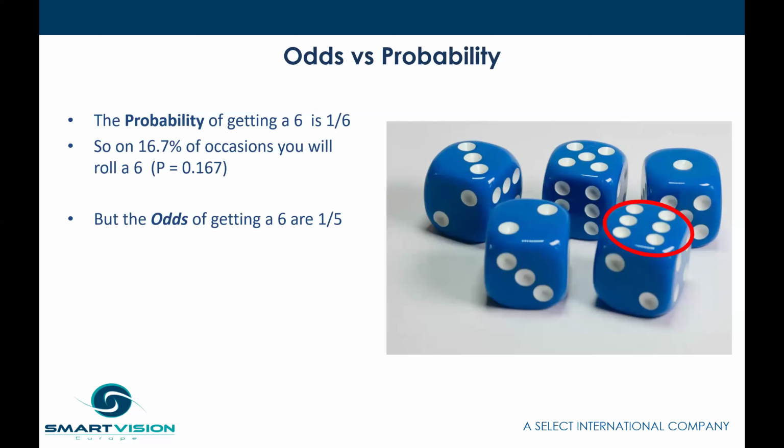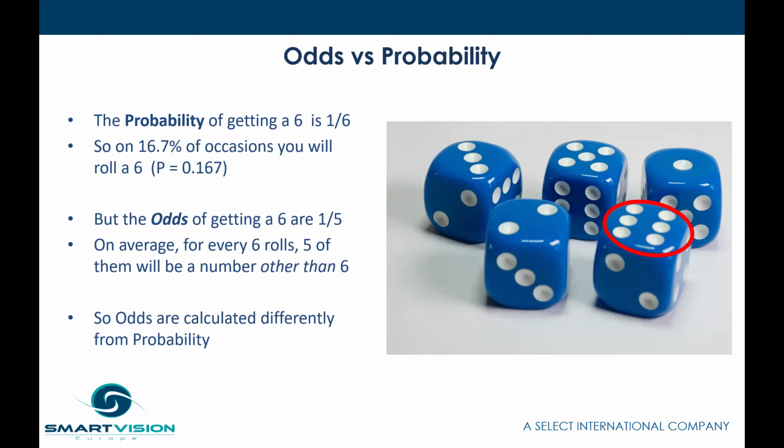But the odds are different. Odds are calculated differently. Odds are simply saying for every six rolls, five of them will be a number other than six. So it looks at the number of outcomes which aren't six and the number of outcomes which are six, whereas probability looks at the number of outcomes which are six versus all possible outcomes, including the six. So they're slightly different, and we just need to be aware of that.